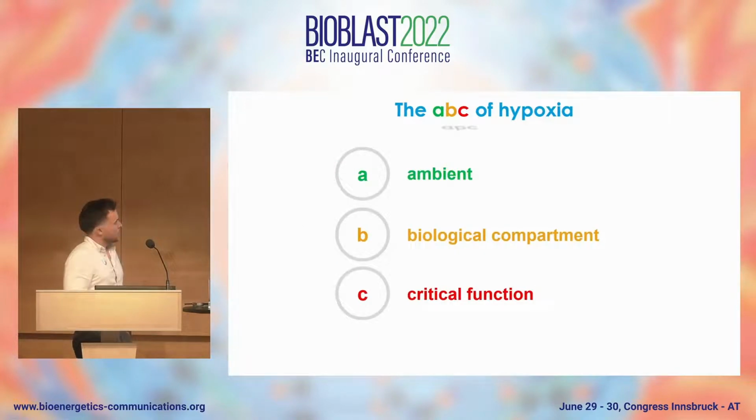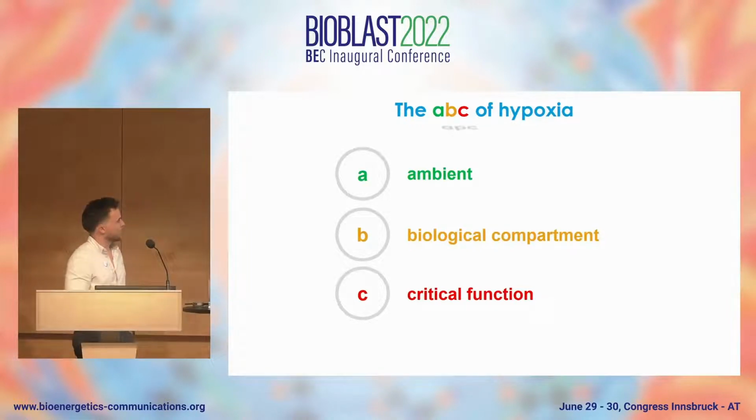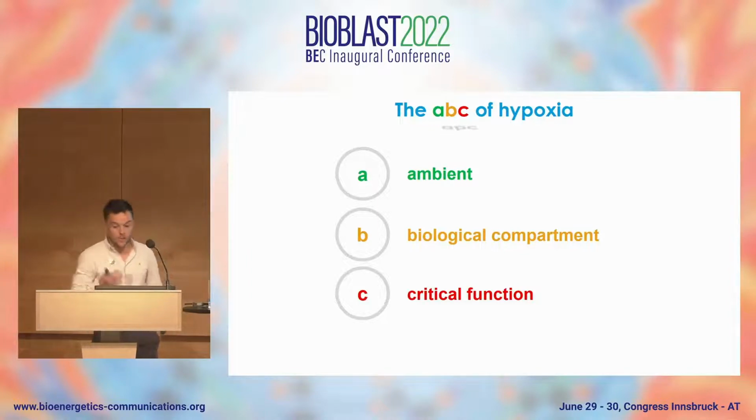And so there we have it. The ABC of hypoxia, defined in relation to the normoxic reference state by three complementary precepts: A, ambient, B, biological compartment, and C, critical function. So I hope I have convinced you that, whilst it's not an easy task, the ABC framework for defining hypoxia can be used for communication and also for experimental design, irrespective of your discipline.